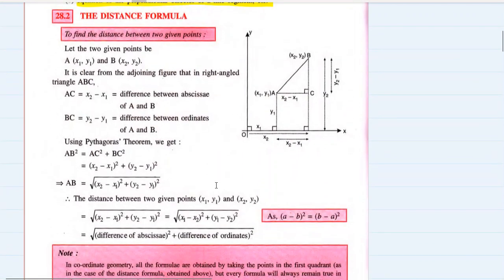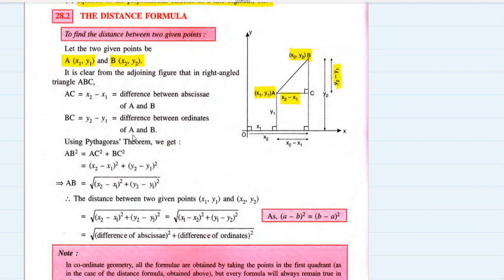So what is the distance formula? Let's see. Let's say that we have 2 points on our Cartesian plane, A (x1, y1) and B (x2, y2). Do you see A and B over here? It is clear from the adjoining figure that in the right angle triangle ABC, AC is x2 minus x1. AC is the distance between points A and C, and the horizontal distance between them is the difference of their x coordinates, which is x2 minus x1. What about BC? BC is the vertical distance between B and C, which is the difference of their y coordinates, that is y2 minus y1. So if we know BC and AC, can we find AB?